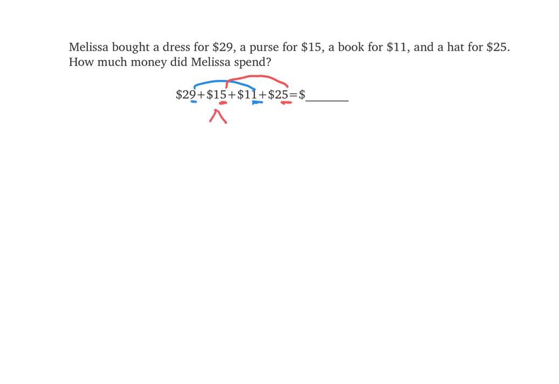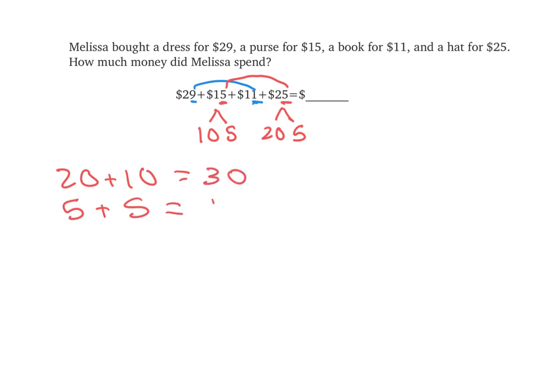My 15 breaks down into 10 and 5. My 25 breaks down into 20 and 5. 15 plus 25 is not very easy to do mentally. So if we break it down, we can use the equation 20 plus 10 and 5 plus 5. We know 20 plus 10 gets us to 30, and 5 plus 5 gets us to 10. 30 plus 10 gets us to 40.